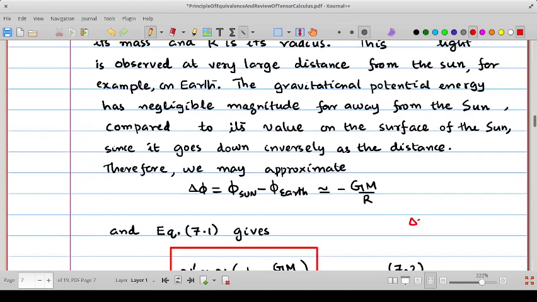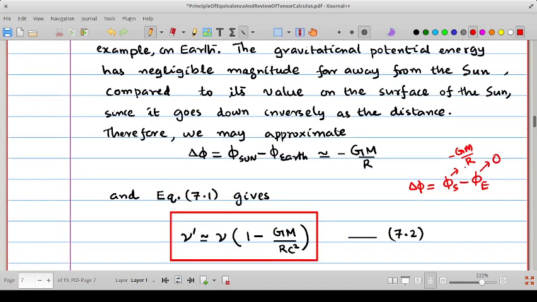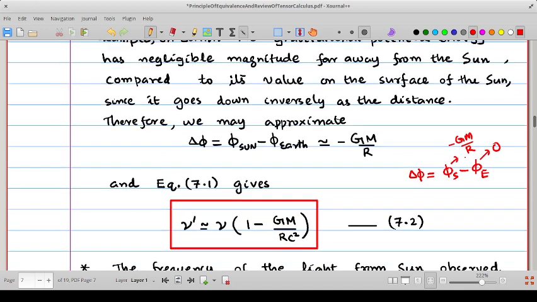So if we want to compute delta phi, which is phi on the surface of the sun from which the light is emitted, minus phi D. Now D is a detector, and we assume that we are observing this light from Earth. So let us say this is phi E. We see that phi E is almost 0 and phi S is equal to minus GM by R, the gravitational potential at the surface of the Sun. So delta phi is given by that.